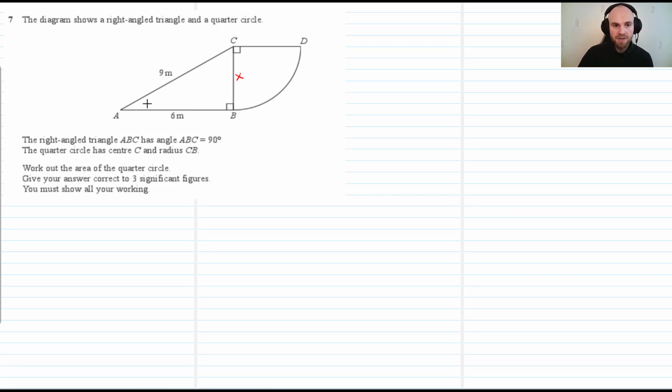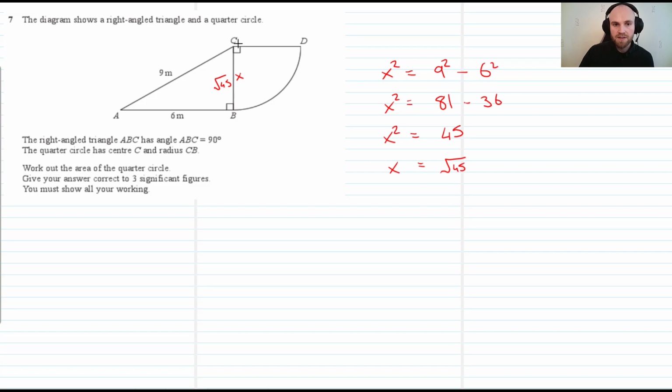So as this is not the hypotenuse, this is the hypotenuse, it's going to be x squared equals 9 squared, the longest length, subtract a smaller length to give us the other small length. So x squared is going to equal 9 squared, which is 81, minus 6 squared, which is 36. So x squared is going to equal 45. x is going to equal root 45. I'm going to leave that like that for now.